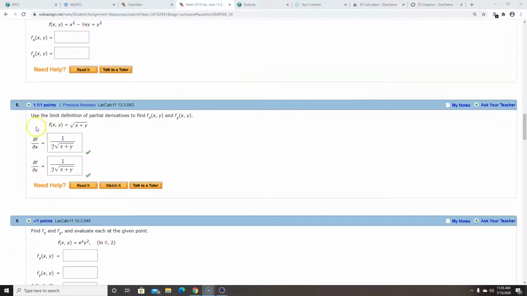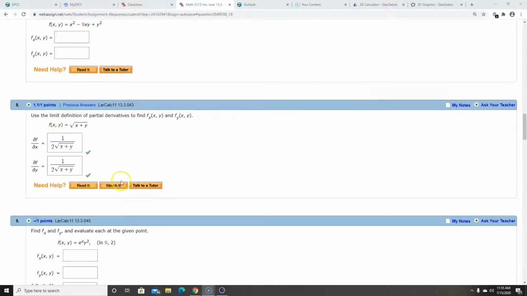So next, class, I'd like to help you with number 8. Here is the function f. It's a two-variable function of x and y. Find the partial derivative with respect to x and the partial derivative with respect to y. They don't ask us to plug in a point this time to get the slope in the x direction or the y direction on the surface. They could have.